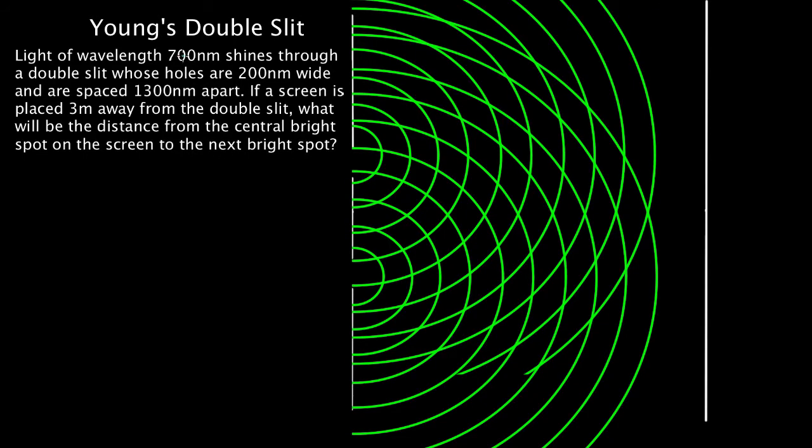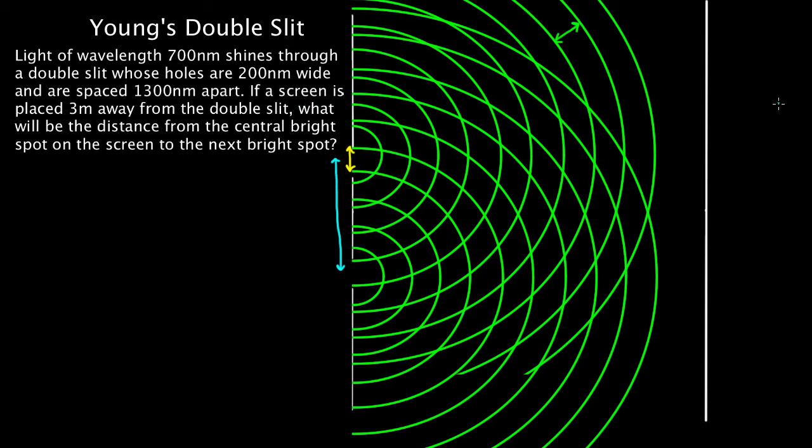I think we should look at an example of Young's double slit. Let's consider light of wavelength 700 nanometers. That would mean this distance right here between peaks is 700 nanometers apart, shines through a double slit whose holes are 200 nanometers wide. That means from here to there is 200 nanometers, and they're spaced 1300 nanometers apart.